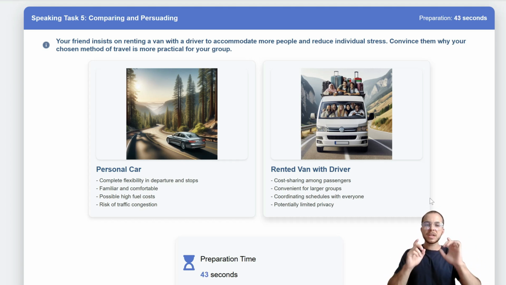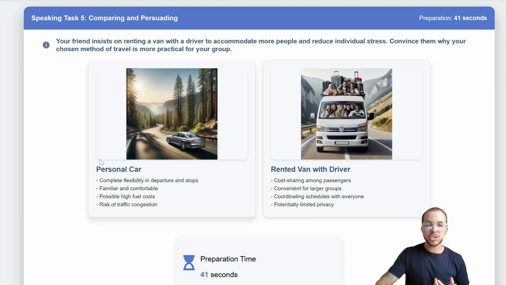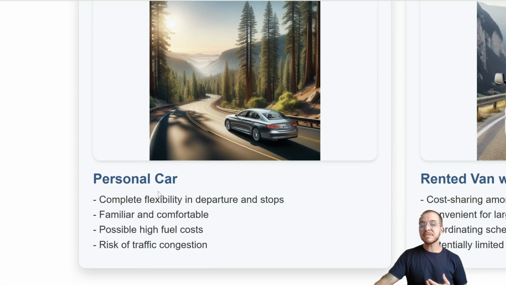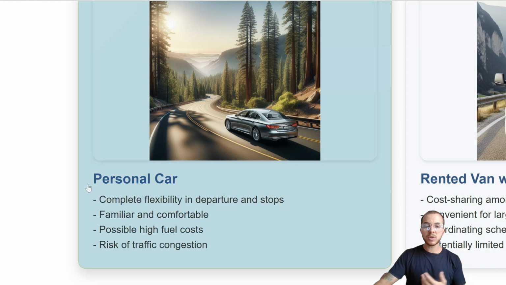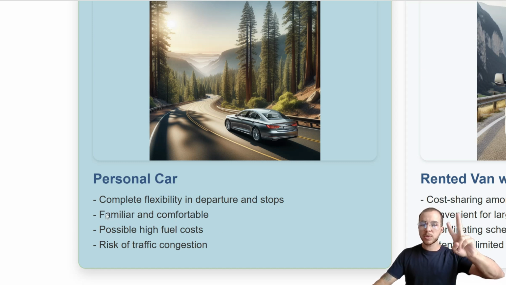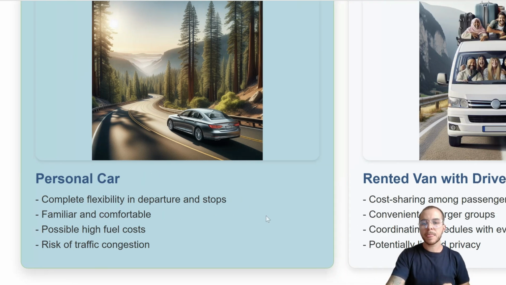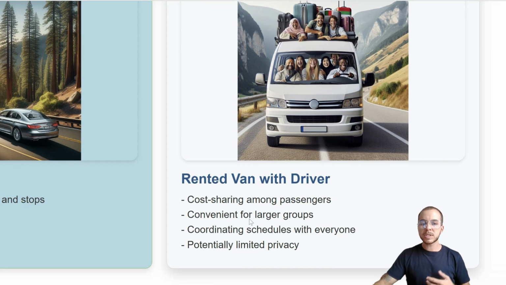Here is the speaking formula. You are going to choose 2 positive aspects from personal car, the option that you chose. For simplicity, I'm going to choose option 1 and option 2. Driving a car is more flexible in the departures and stops, and it is more comfortable. Good. Then I want to think about one reason why people like renting a van, and I need to debunk that. I need to prove that their opinion is wrong.